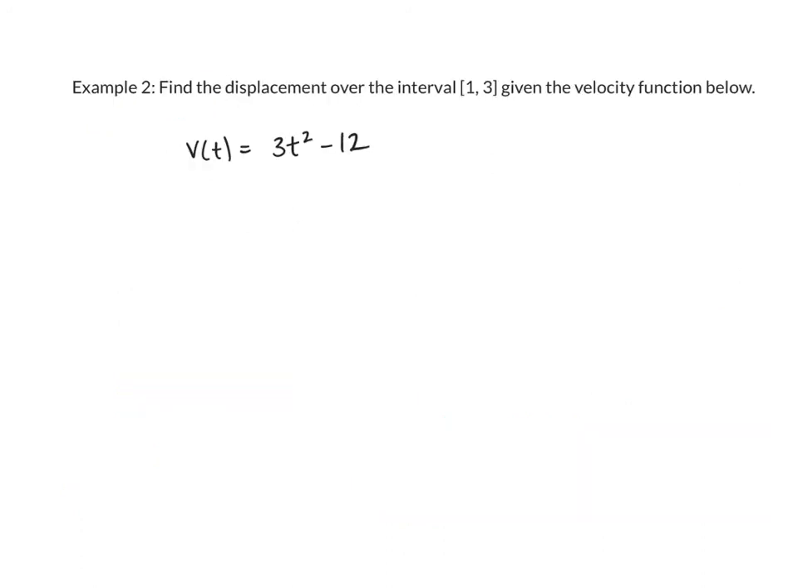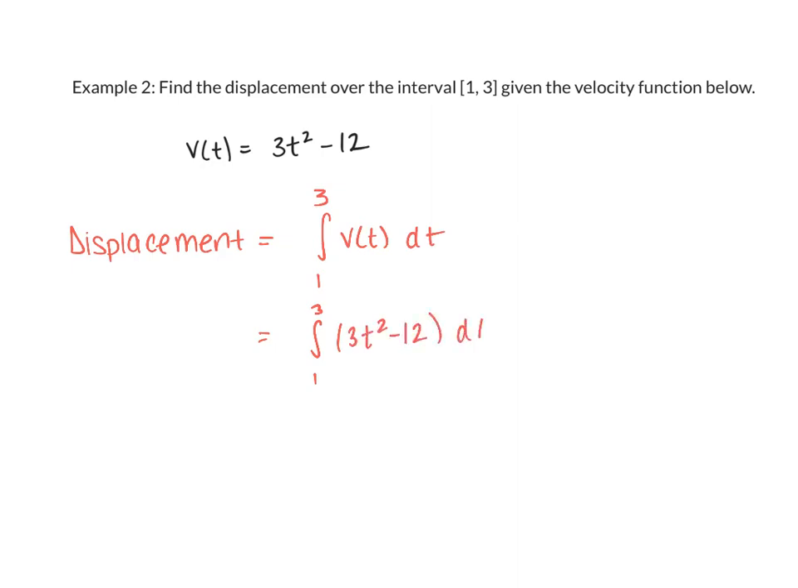All right, let's just try one more example. I want to find the displacement over the interval of 1 to 3 given this velocity function below. So I'm going to use the integration definition. So the displacement would be equal to the integration of v of t dt over the interval from 1 to 3. So I'm going ahead and write my integration of 1 to 3 of my v of t function, which is 3t squared minus 12 dt.